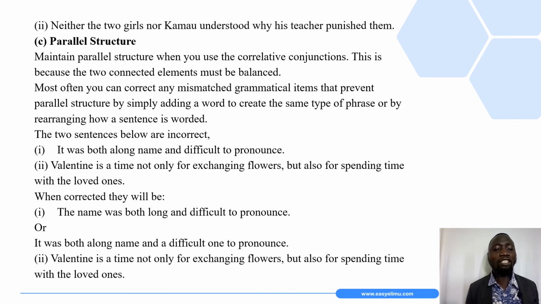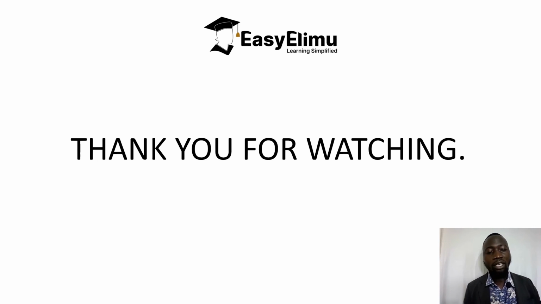So when we correct the two sentences above, we will have two correct sentences that now read, the name was both long and difficult to pronounce. And the second sentence, if corrected, will be, it was both a long name and a difficult one to pronounce. Then we also have, Valentine is not only for exchanging flowers, but also for spending time with loved ones. So that is how the two sentences will now read if they are written correctly.